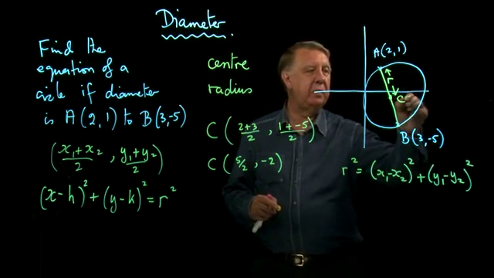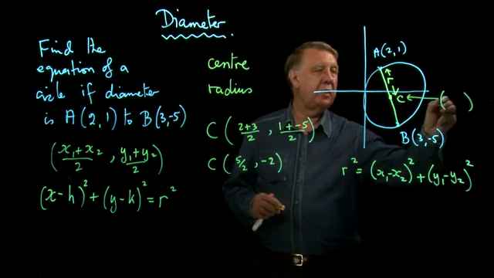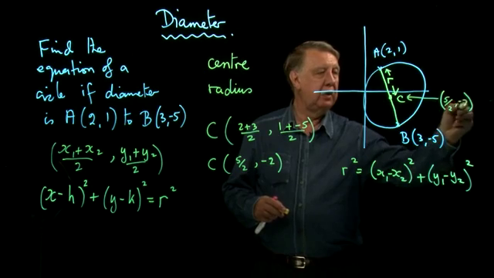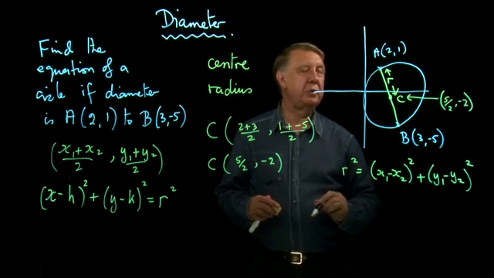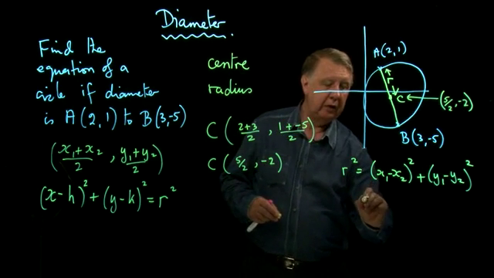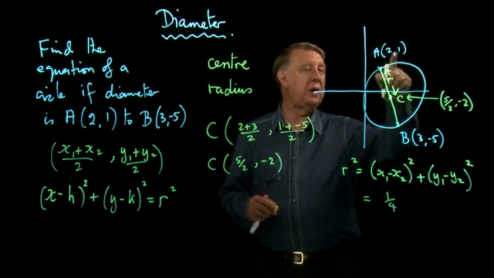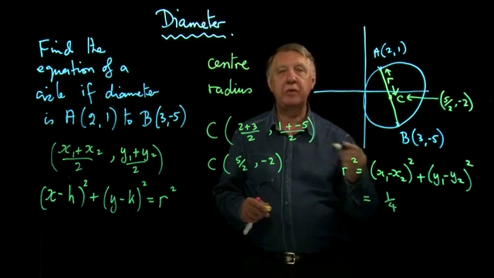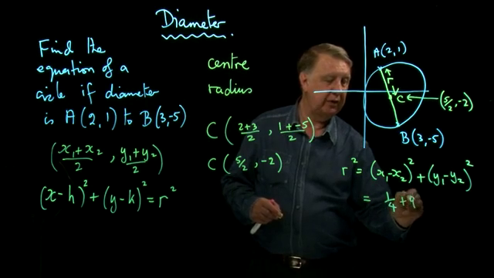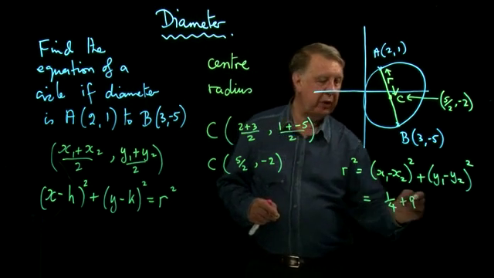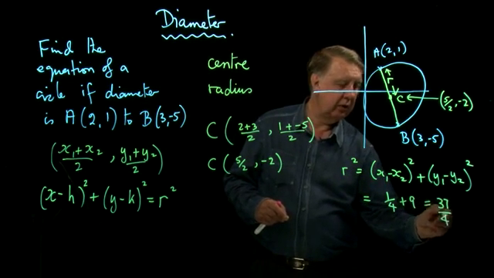So let's pop in the coordinates of C, just so that we've got them in front of us. 5 over 2, negative 2. So 2 take away 2.5 is a half. A half squared is a quarter. 1 take away negative 2, careful with the signs, is 3. 3 squared is 9. So r squared is 9 and 1/4, 37 over 4.